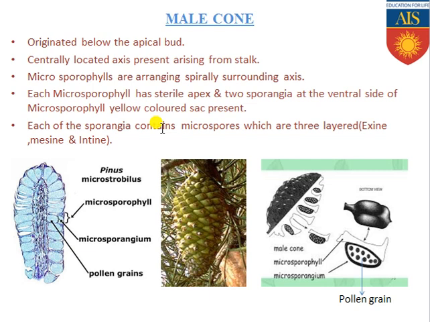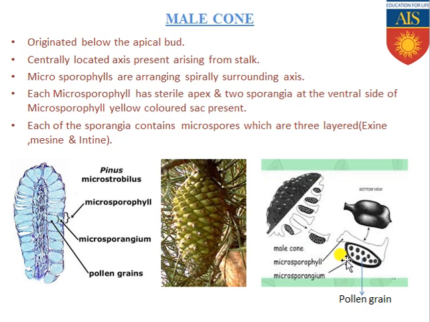You can see here this is the ventral side of the microsporophyll, where yellow sacs are present, the spore sacs, and within the spore sac pollen grains are also present. Each of the sporangia contains microspores which are three layered. They are called spore sacs, but are like the pollen sacs found in angiosperm plants. In the microsporangium, the microspores are three layered. The outer layer is the exine, the middle layer is the mesine, and the internal layer is the intine.